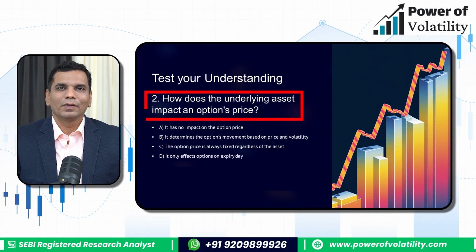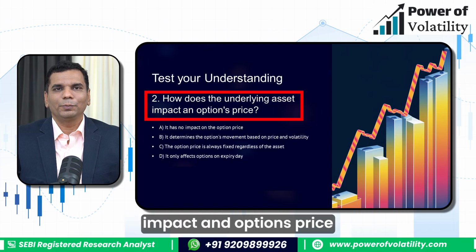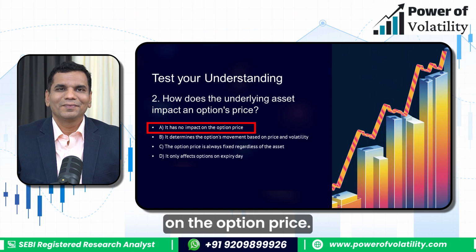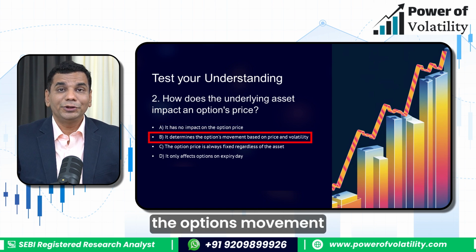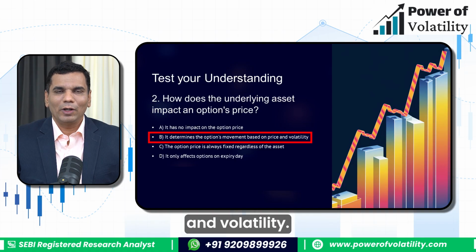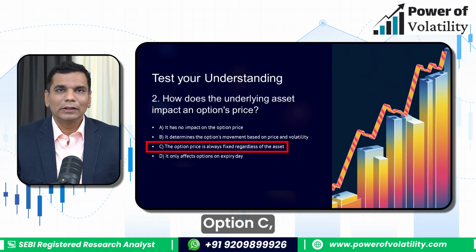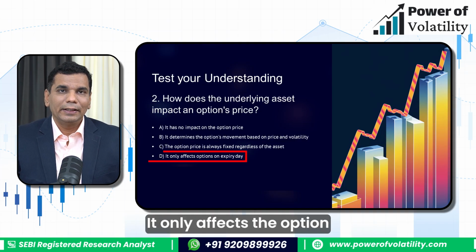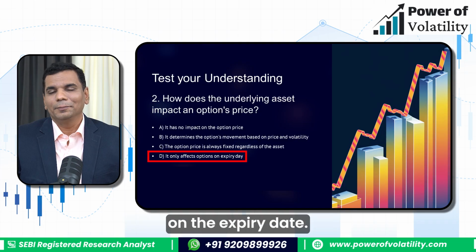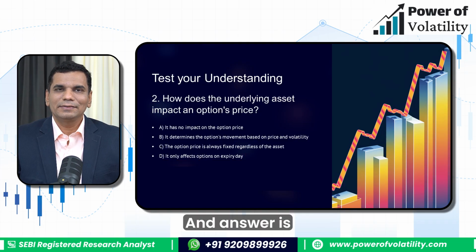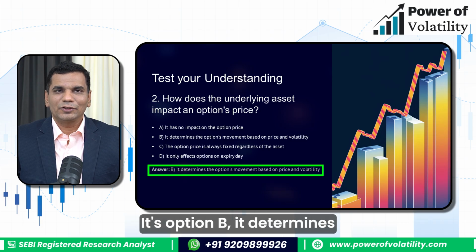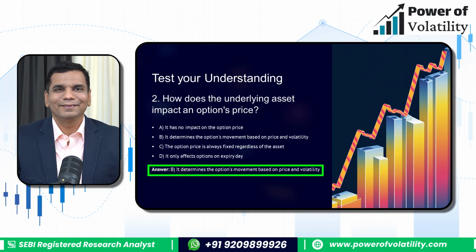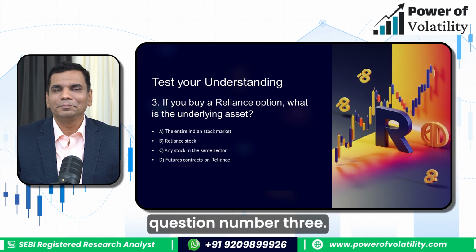Question number 2. How does the underlying asset impact an option's price? Option A, it has no impact on the option price. Option B, it determines the option's movement based upon the price and volatility. Option C, the option price is always fixed regardless of the asset. Or is it option D, it only affects the option on the expiry day? And the answer is, you guessed it correctly, option B, it determines the option's movement based upon the price and volatility.